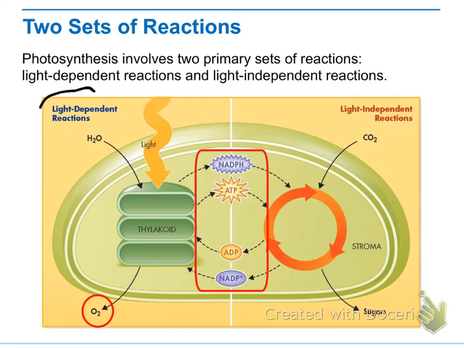So first we have our light-dependent reactions, where you'll notice this is the point where the light is coming in to the system. And then we have our light-independent reactions. These reactions occur based on the products of the light-dependent reactions, but don't actively use light. So as long as the inputs are there, the light-independent reactions can happen in the dark.